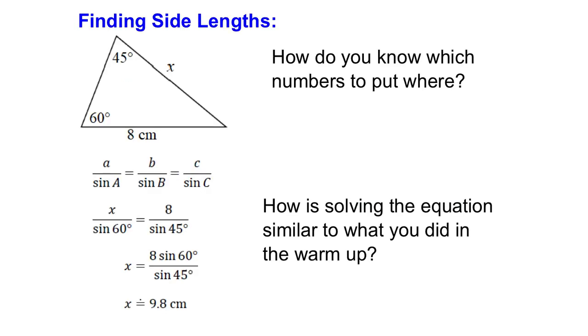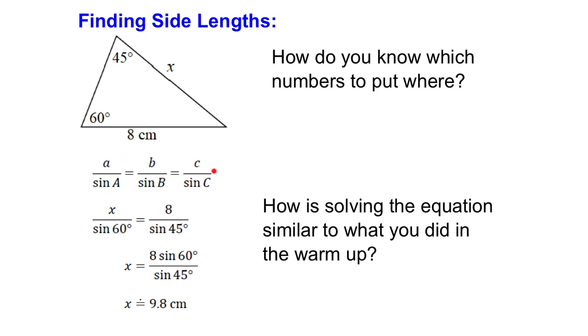So here's my first example for finding side lengths using the sine law. In this triangle, we know 2 angles. We know one side length. This is not a right triangle, so I can't solve for x using sine, cosine, or tangent. But I know that the 8 centimeter side is opposite the 45-degree angle, and x, the missing side, is opposite the 60-degree angle. So I do have pairs of opposites.